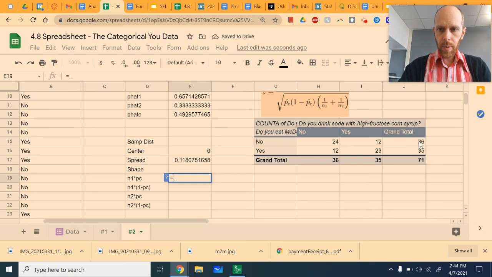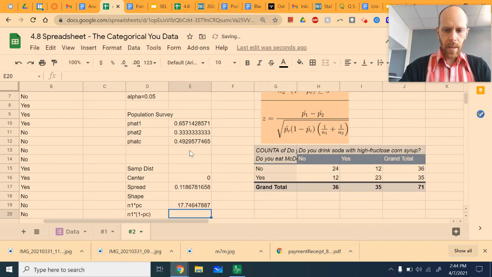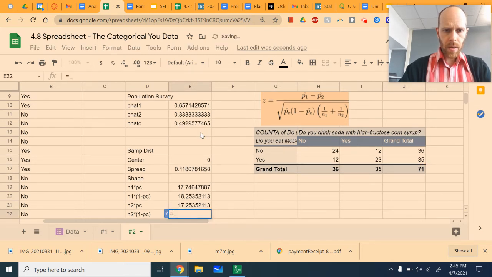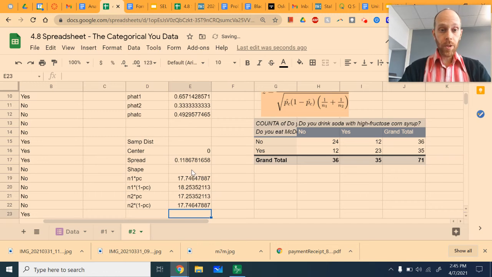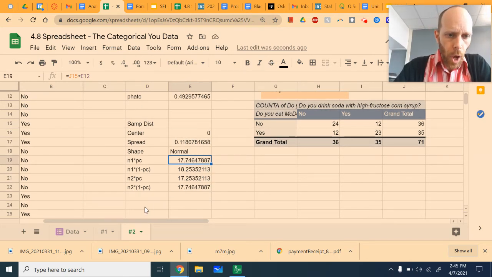First one would be 36 times this number. Okay, so we're good there. And then 36 times 1 minus this number. We're good there. And then 35 times this number. And 35 times 1 minus this number. Okay, and all of those are larger than 5, so our conclusion is going to be that the distribution is normal, okay, which is important. The p-value doesn't work unless it's normal. All right, so moving along.